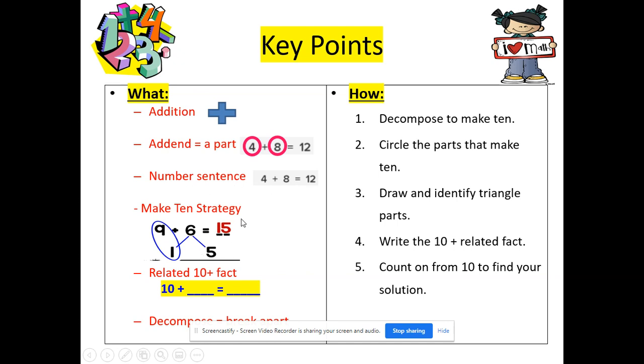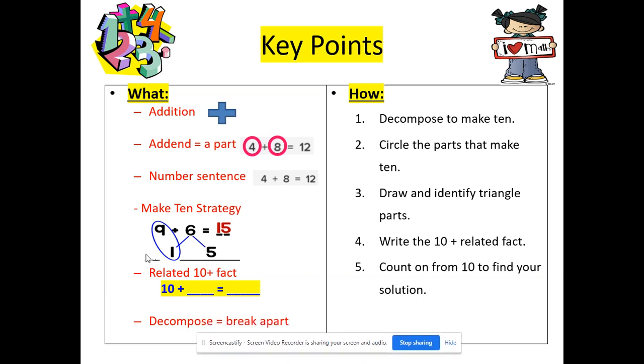We also need to know about the make 10 strategy, which we've been learning in the lessons before. This is an example of the make 10 strategy. We also need to know what a related 10 plus fact is, and that's the fact that we've been writing when we make 10 with our make 10 strategy. It starts with 10 plus the leftover part equals our solution. And we also need to know what decompose is, because you're going to hear Ms. Gomez and Ms. Hernandez say this word a lot. Decompose is just another word for break apart.